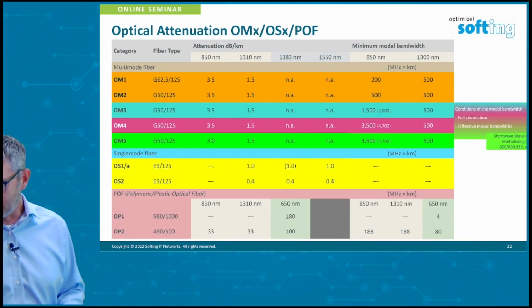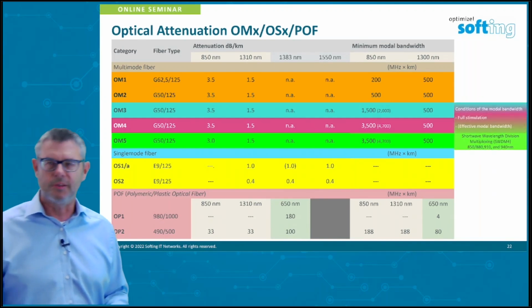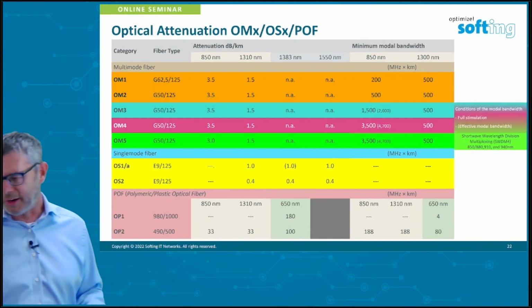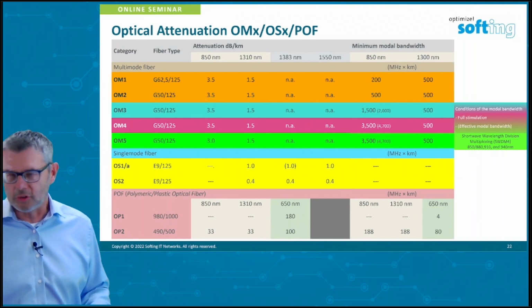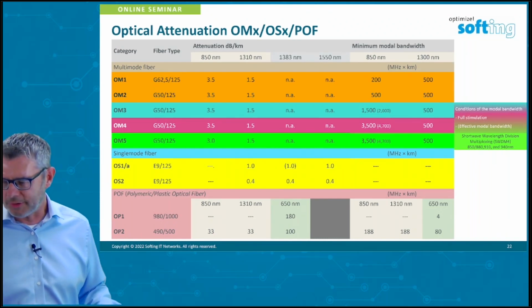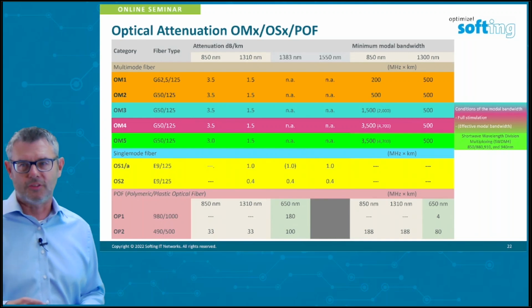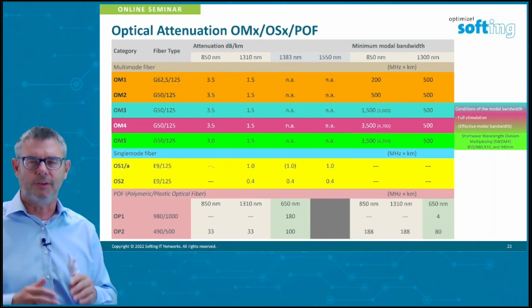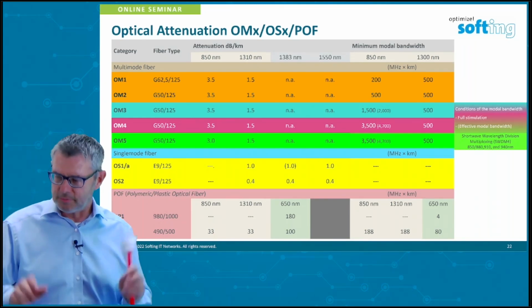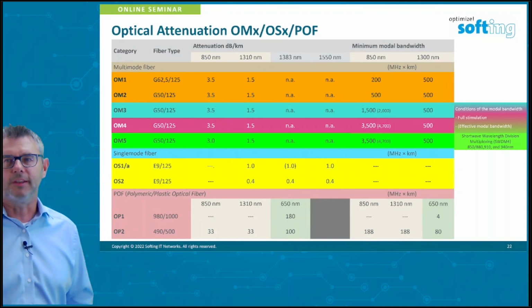A few side comments from the colleague here. Okay, the difference between OM4 and OM5: OM5 was designed for short wavelength division multiplexing, which requires more carriers on different wavelengths. But that's a detail I don't want to dig into too much.